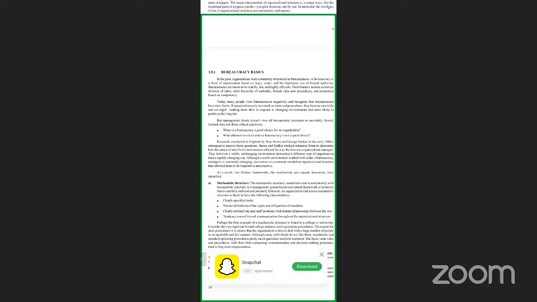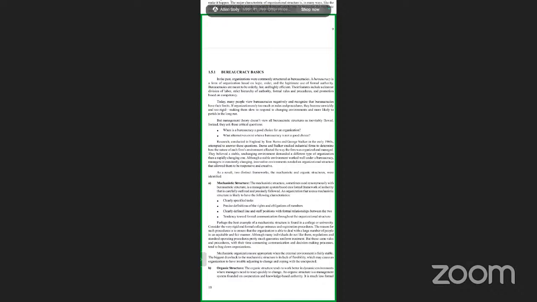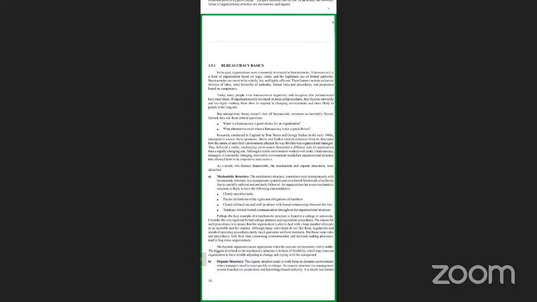mechanistic and organic structures were identified. The mechanistic structure focuses on clearly assigning the tasks, number one. Secondly, precise definitions of rights, what rights the individuals have and the obligations that they possess, and the tendency towards formal communication in the organizational structure. So this is a mechanistic approach of an organization.